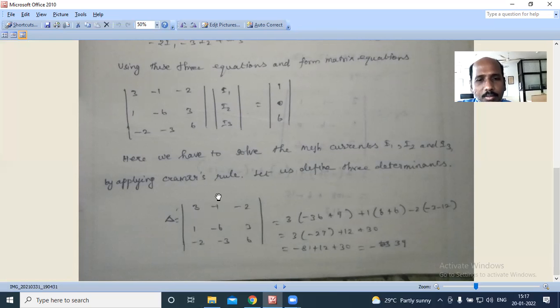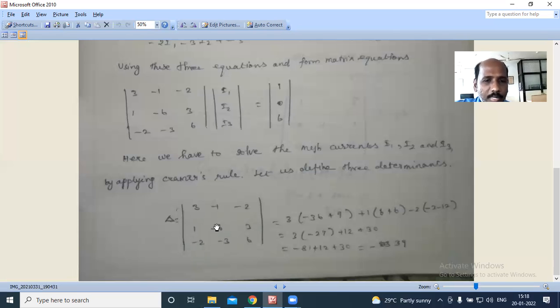Plus 1 into, just cross out this column and this row. Remaining values are 1 into 6, 1 into 6, then minus of minus 2 into 3, so plus 6. Then similarly, minus 2 into, you cross out this row and this column, we get minus 3 into 1. So minus 3. Minus 2 into what? Here we are cancelling the third row and third column. So minus 3 into 1, minus 3, then minus 6 into minus 2, actually plus 12.